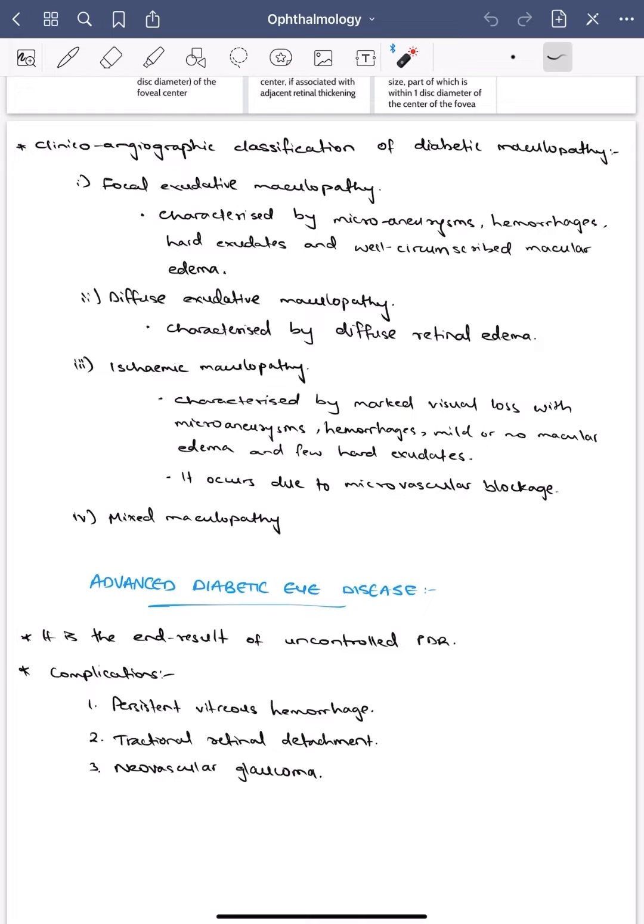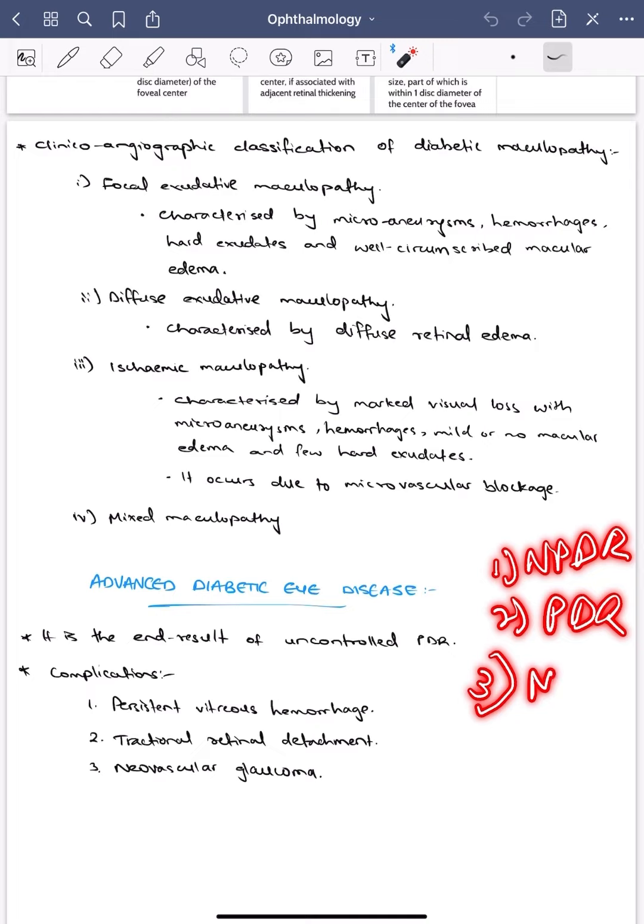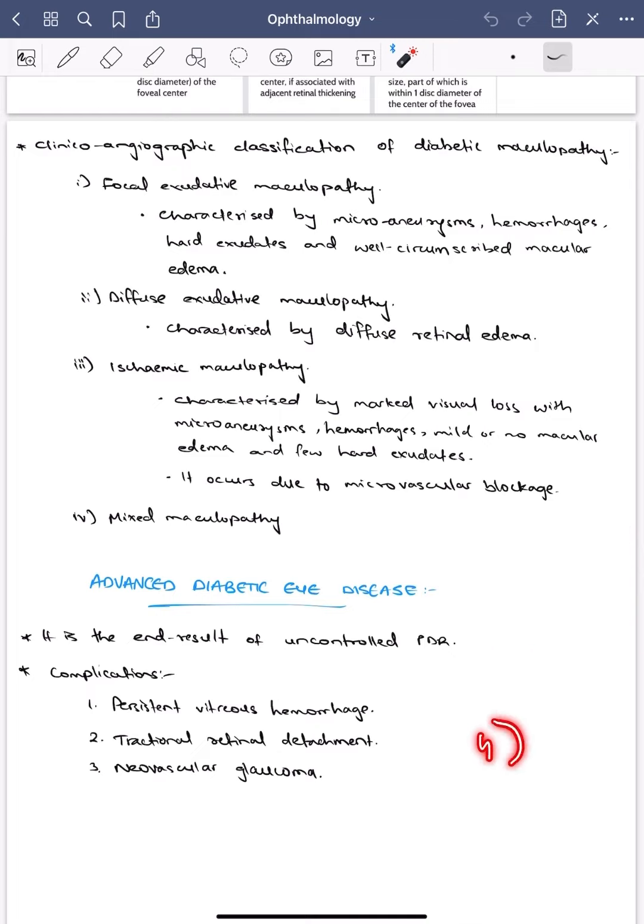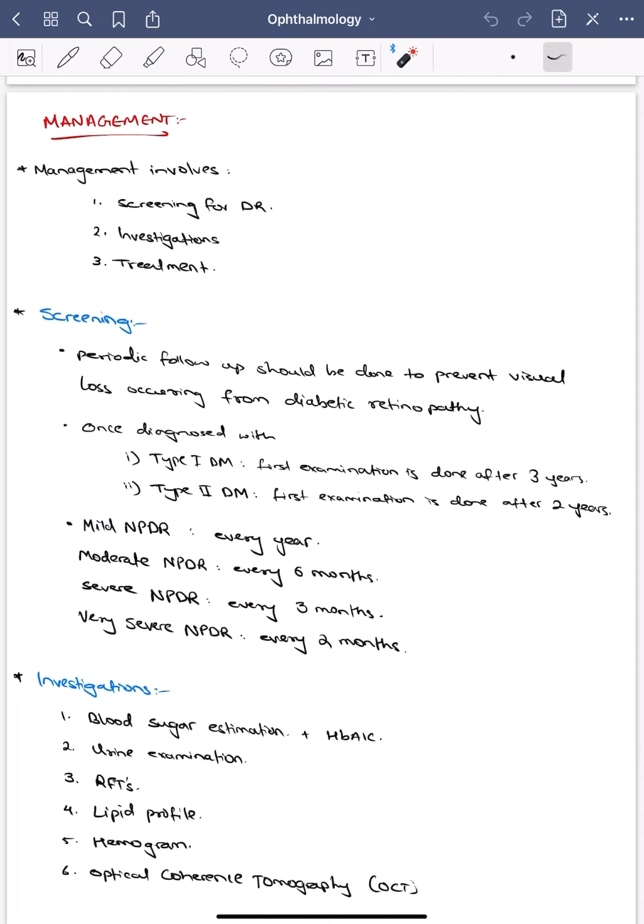Now the complications of this include persistent vitreous hemorrhage, tractional retinal detachment and neovascular glaucoma. So these are the classification of diabetic retinopathy. So we discussed NPDR, second is PDR, third is diabetic maculopathy, and fourth is advanced diabetic eye disease. Now let us discuss the management of diabetic retinopathy.